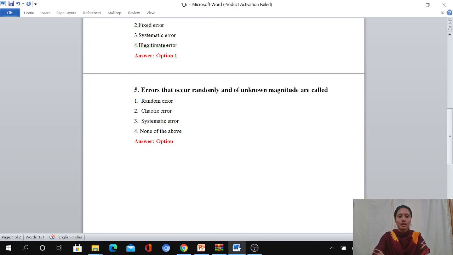Next, errors that occur randomly and of unknown magnitude are called random errors. The answer is option 1. Chaotic error comes under illegitimate error. Systematic error will have known, fixed magnitude, and the remaining is random error. Random error occurs randomly and with unknown magnitude. The magnitude may change and it is unpredictable.